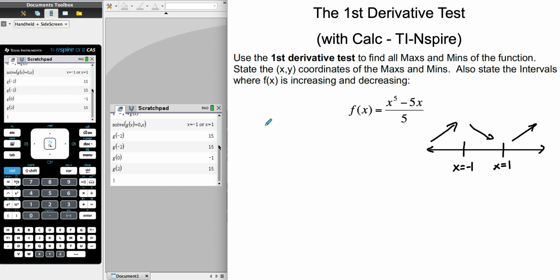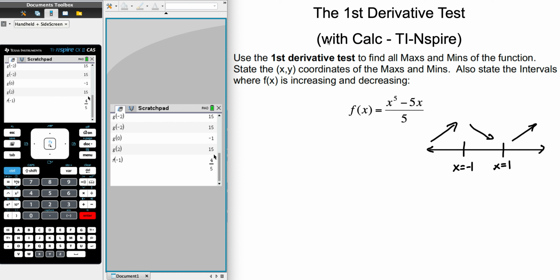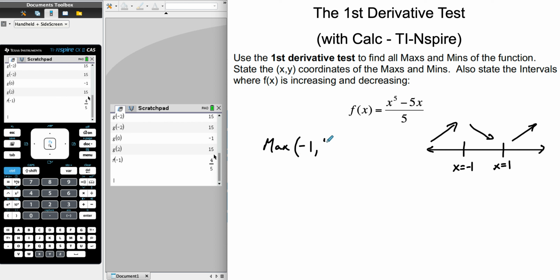Now for that, I need to use my original function. So I'm going to go back over to my calculator, and I'm going to say f of -1, because I need the y value of the original point on the original function. So that gives me -1, 4/5. So I'll record that, and that's my max, and I know that because think about the shape of the graph. It's going up, and then it goes down, so that's going to be a maximum. And if you only have two maxes and mins, well, the other one has to be a minimum.